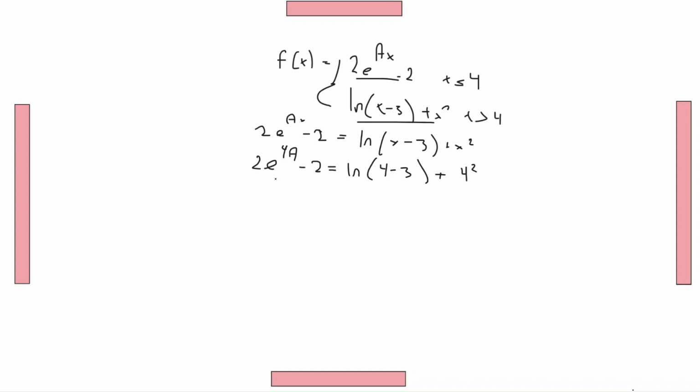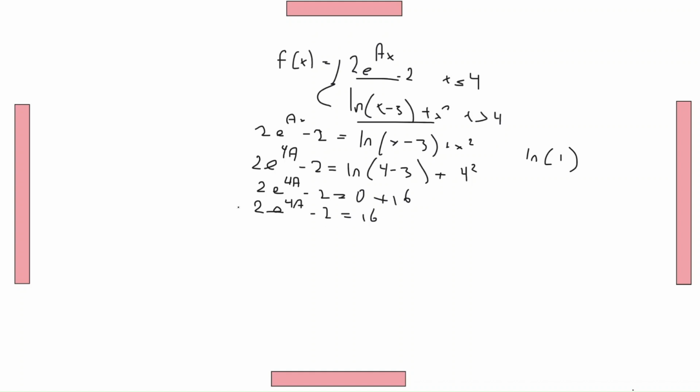So there's nothing much we can do right here yet, because this has the a in it, so let's bring it down for now. And then let's go ahead and simplify the ln. So ln of 4 minus 3 is the ln, just remember, of 1. And if you didn't know, the ln of 1 is just going to be 0. So it's going to be 0 plus 16. So really what we have is 2e to the 4a minus 2 equals 16.